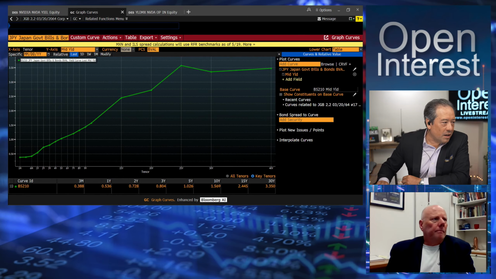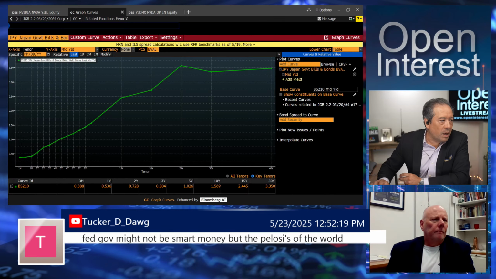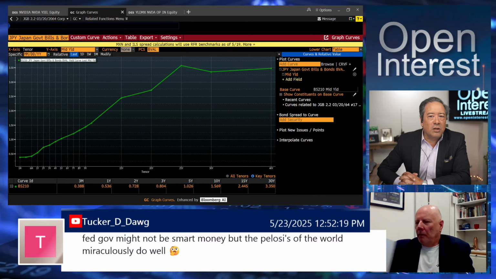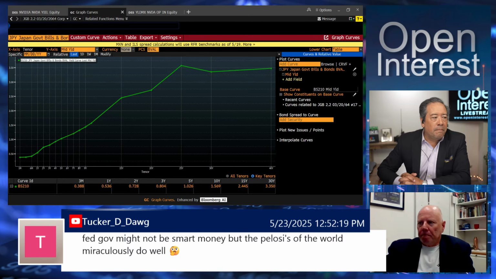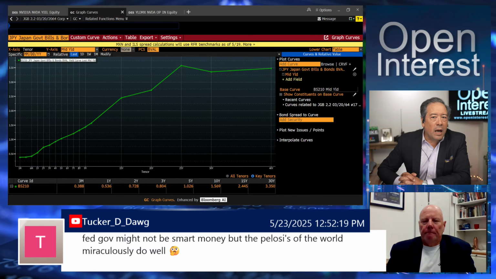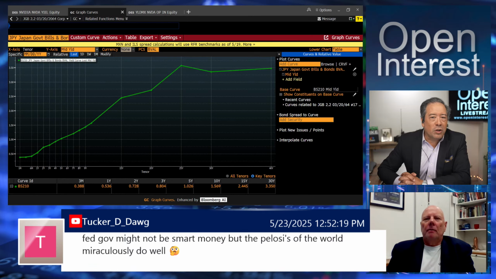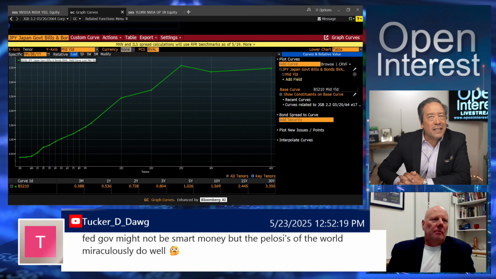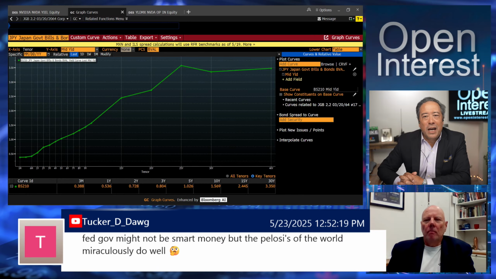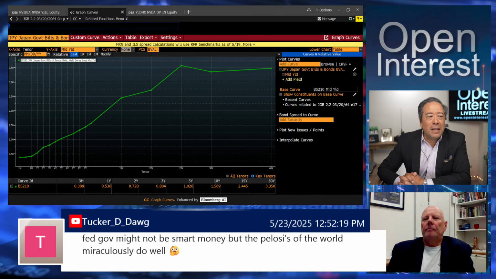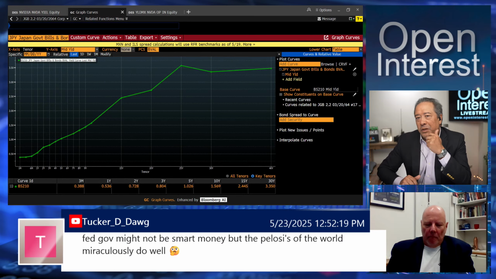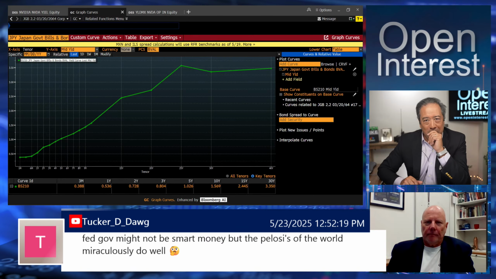Let's see here. Right. Tucker Dog says, federal government might not be the smart money, but the Pelosis of the world miraculously do well. Yeah. So I think what Mark is referring to is that policy rarely ends up working out in the taxpayers' benefit, right, but the policy makers sometimes do just fine. So that's, I would say, an important distinction.